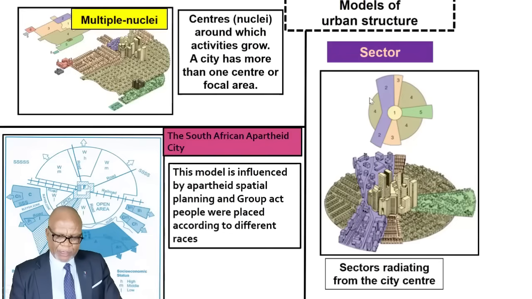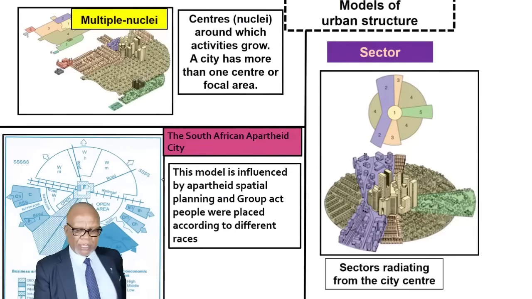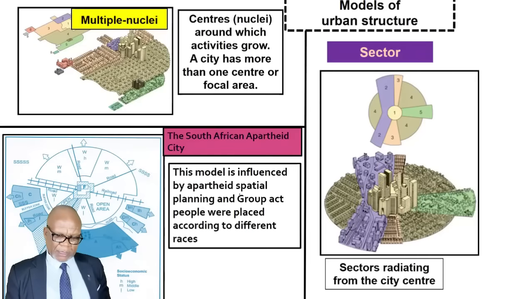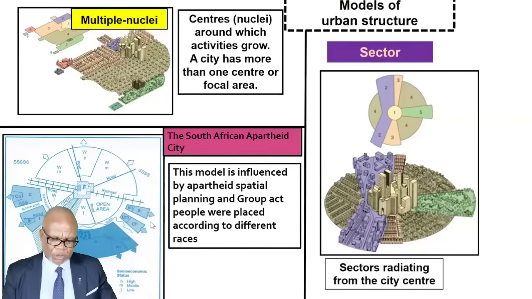Then we have lastly the South African apartheid city. What is this model showing us? It is simply showing that the South African cities were influenced by apartheid spatial planning and the Group Areas Act, whereby people would settle in certain places because of their skin color. So this one is showing that.